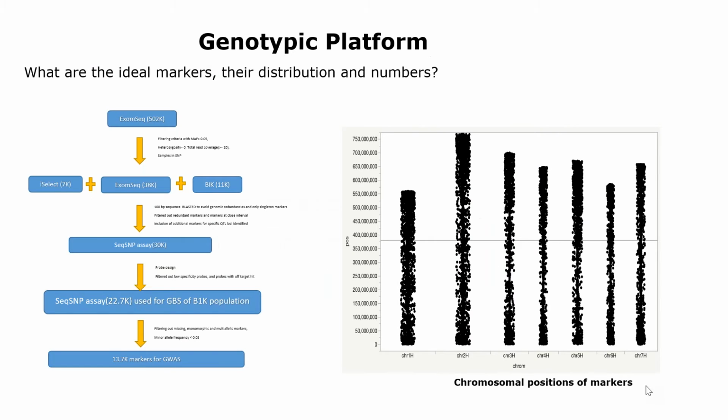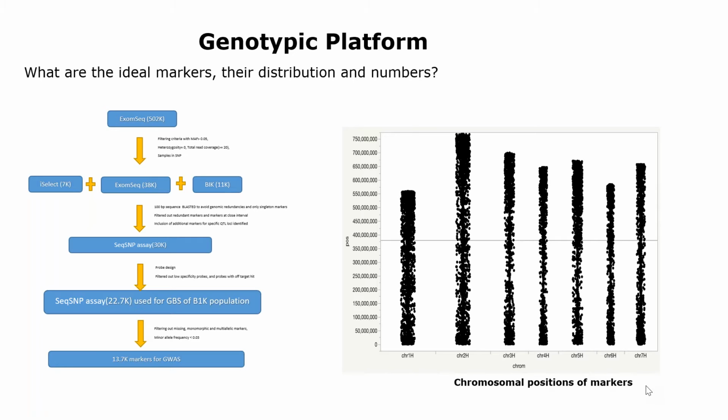So to go for this association mapping, initially we have to decide which marker platform or genotypic platform we should use for this B1K population. Although there are existing genotypic platforms, they were not suitable for our wild barley. So we have to find some way to make our own genotypic platform.